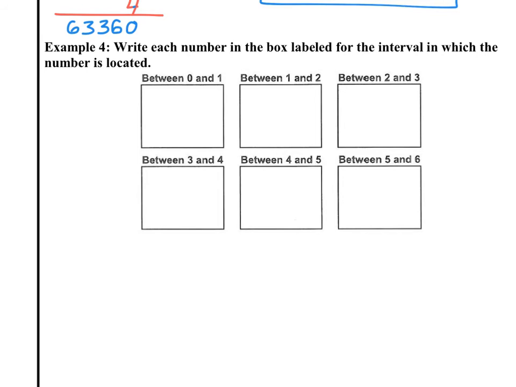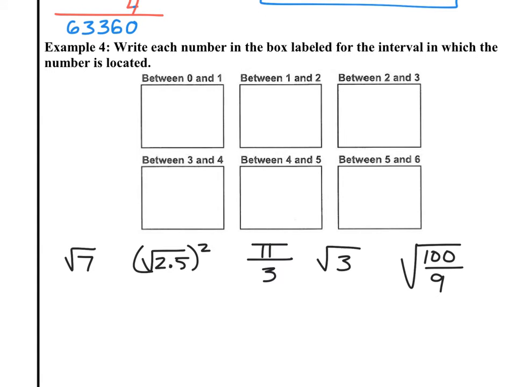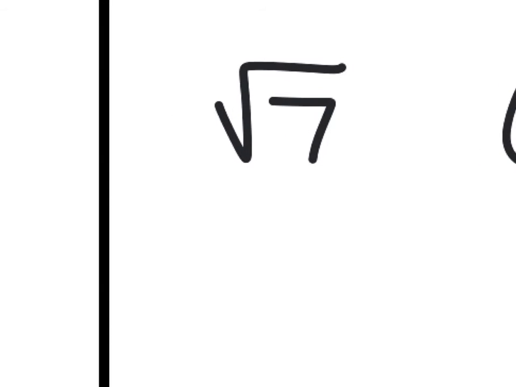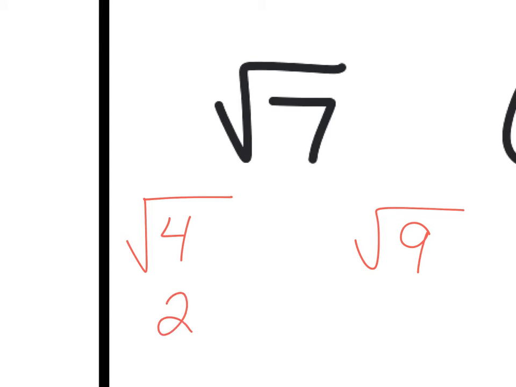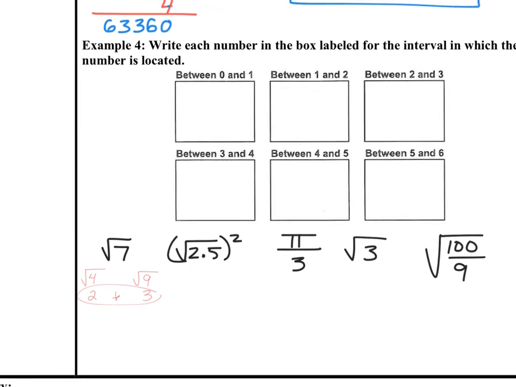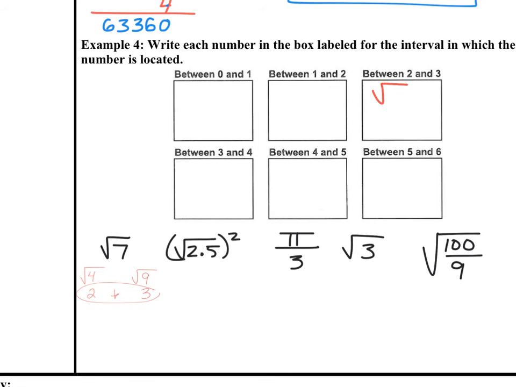Last example, we got to decide where these numbers fall between what two whole numbers. So we're going to do one at a time. Square root of 7. Well, I know that's between the perfect squares, 4 and 9. Square root of 4 is 2, square root of 9 is 3. So my answer would be between 2 and 3. So let's go ahead and put that in the box. So square root of 7.